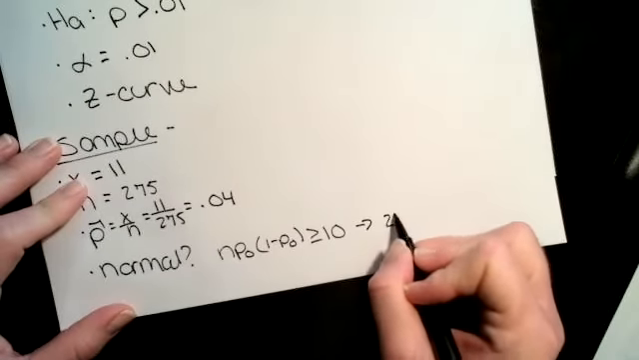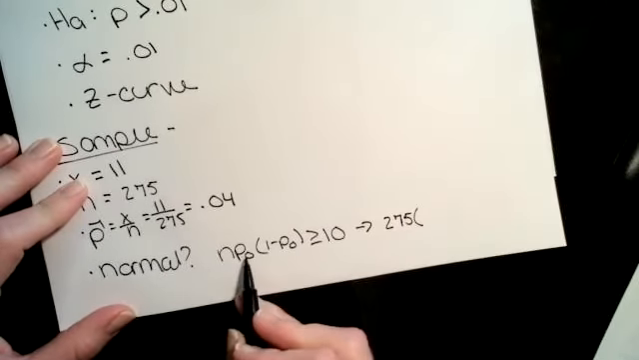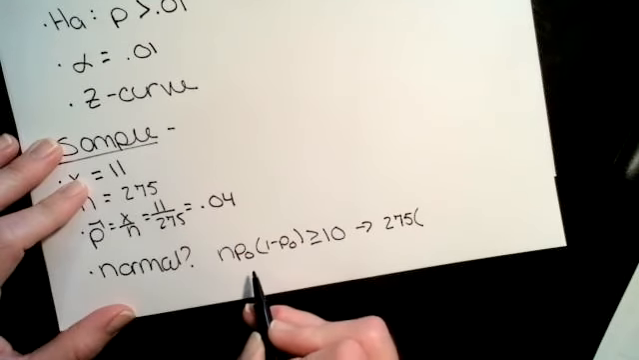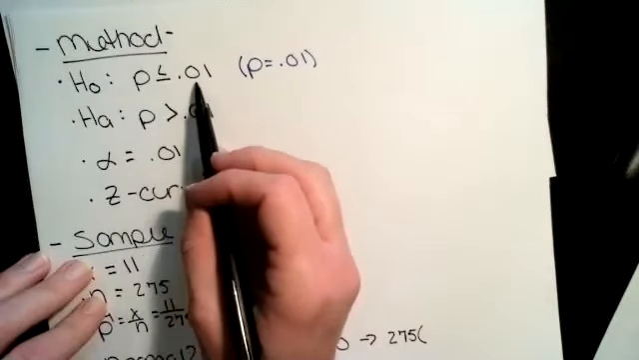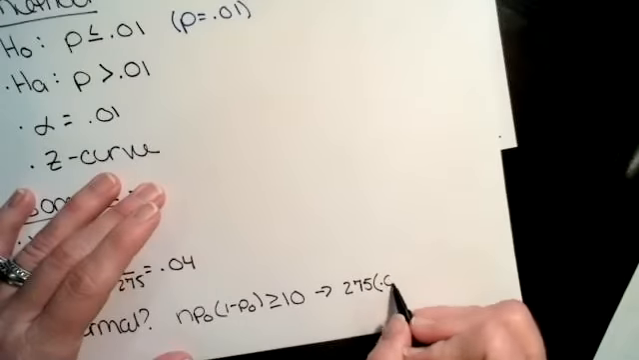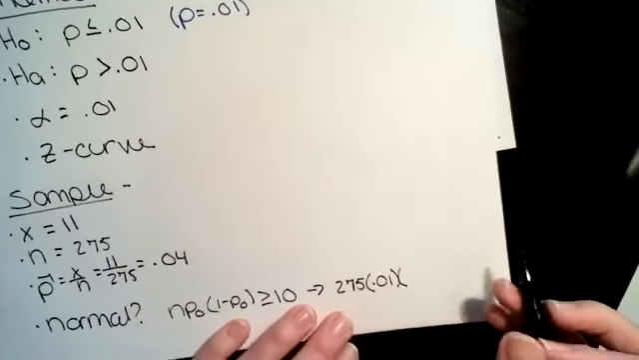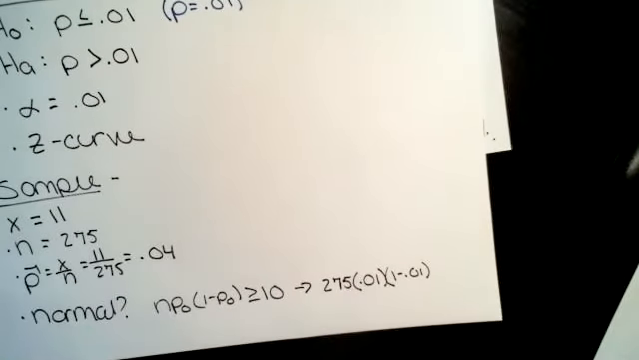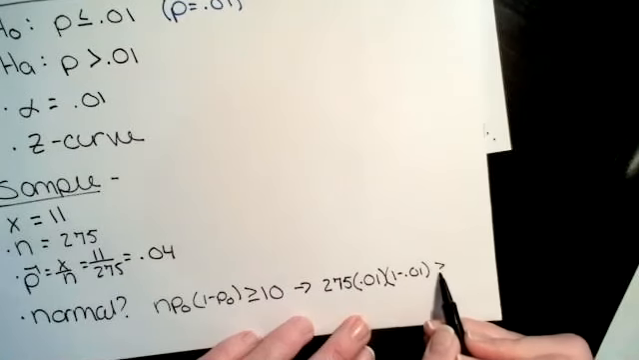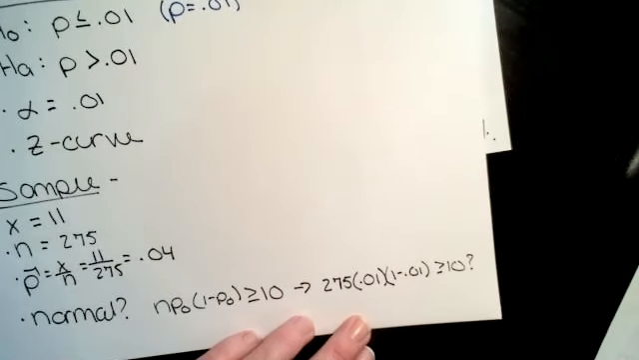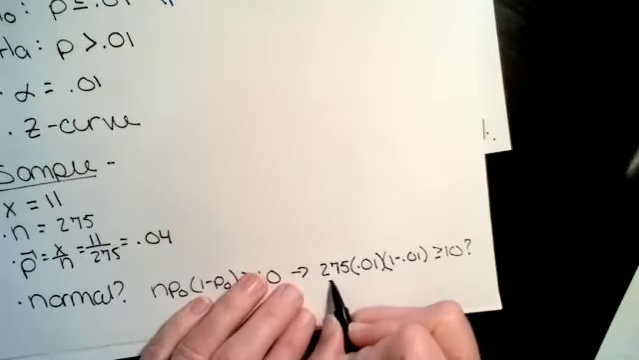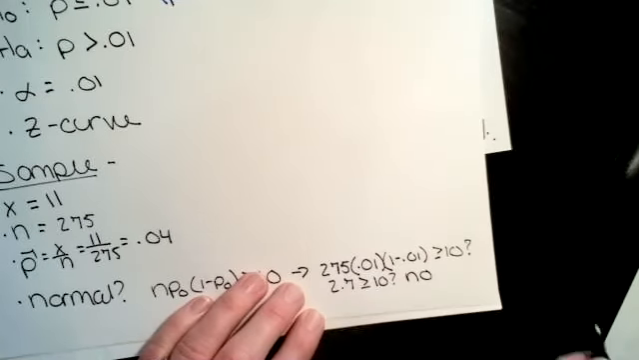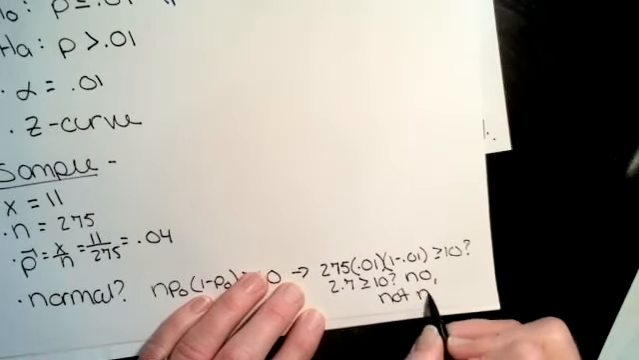So here I have 275 times P naught. P naught is not P hat, right? P naught is from my null up here, which is 0.01. Let's make sure we plug in the correct value, which I think most of us did when I was skimming through the problems. So that was nice. So plug this in. The question is, is this greater than or equal to 10? And it's not, because it's like 2.73 or something. Greater than or equal to 10, I'm going to put a question mark. I'm going to say no, and I'm going to say this is not normal.